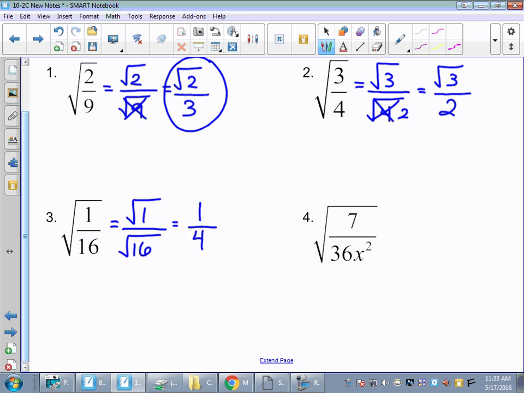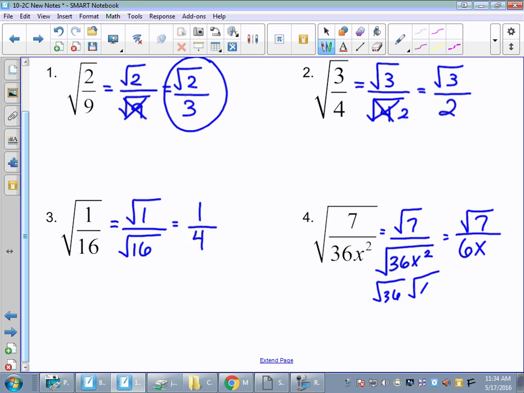In number 4, we get the square root of 7 over the square root of 36x squared. 36 is perfect, and so is x squared because that exponent is even. So this is going to become the square root of 7 over 6x. You take the square root of 36, which is 6, and you take the square root of x squared, which is just x. And so that's finished.